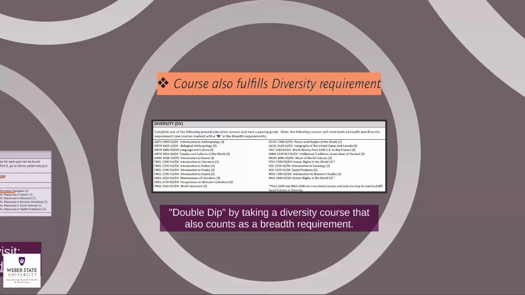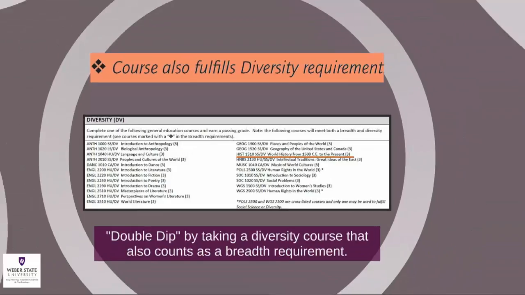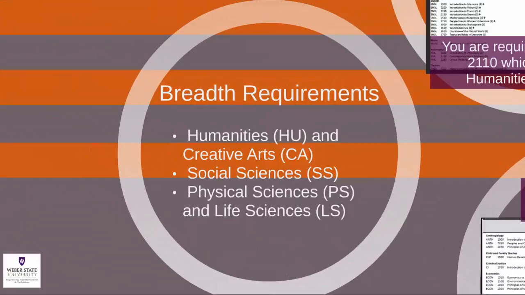The classes shown on your screen are just a sampling of classes that will fulfill the diversity requirement. This is one of the few times you can double dip on classes. This means, for instance, if you were to take History 1510, that class would count as a social science, as well as for your diversity. When choosing classes in the breadth requirements, please make sure to take one class with a broken diamond. This completes the general education core requirements.